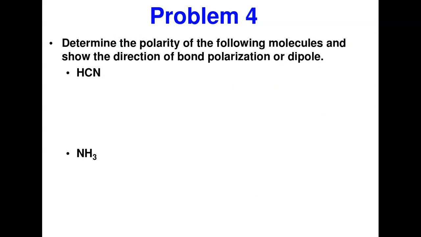Now let's move on to the next problem. It says determine the polarity of the following molecules and show the direction of bond polarization or dipole. So what are we going to do? The first thing you need to do is draw the Lewis structure. I'm not going to show you how to do that. I've done a couple of these Lewis structures in the last lecture, in module 4, showing examples on how to draw it. I'm going to tell you what the overall geometry is.